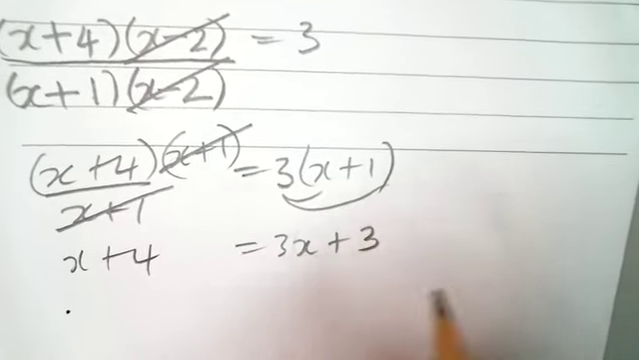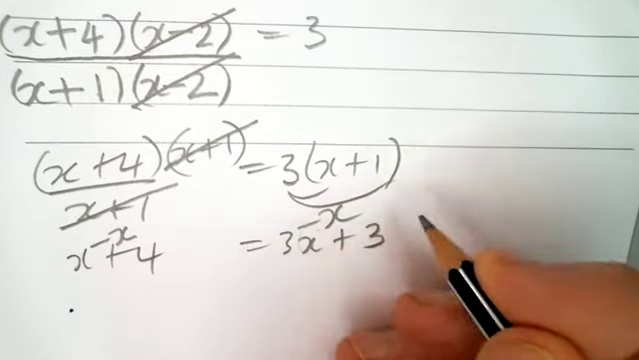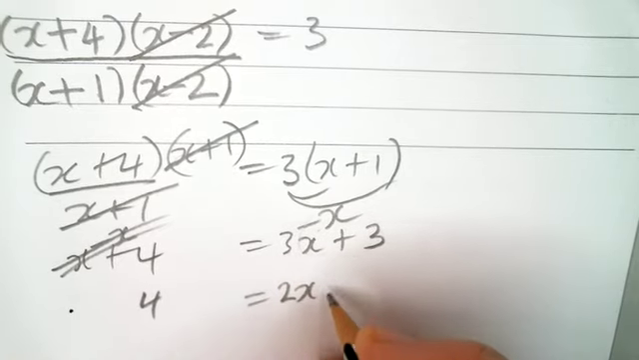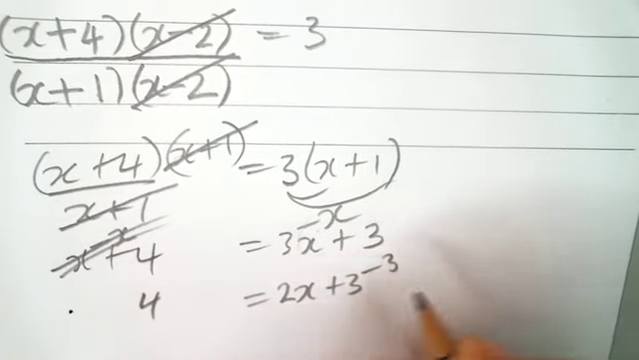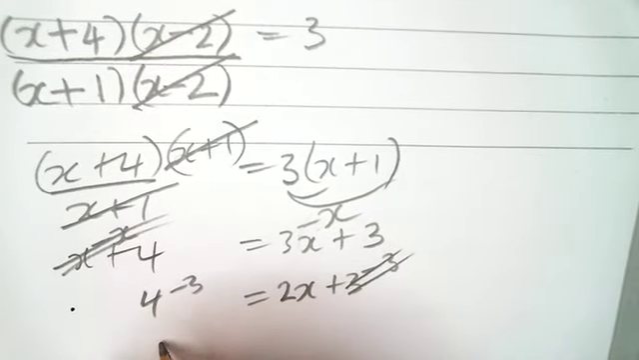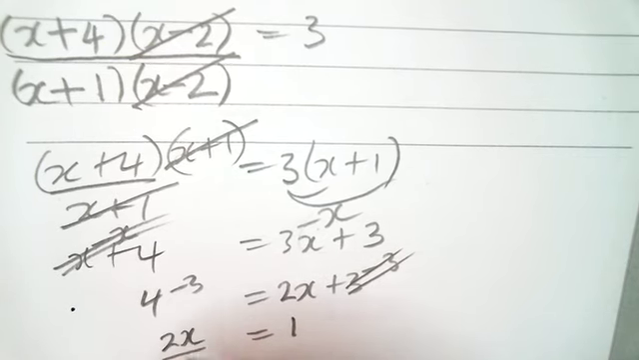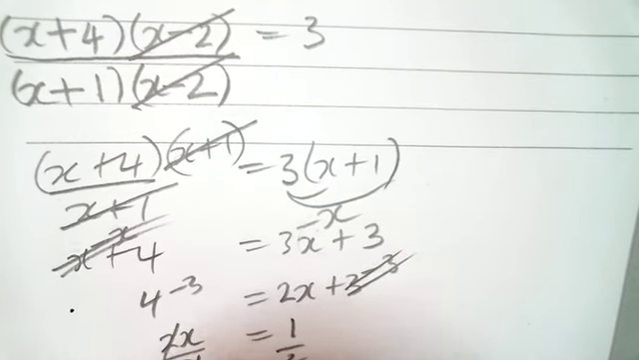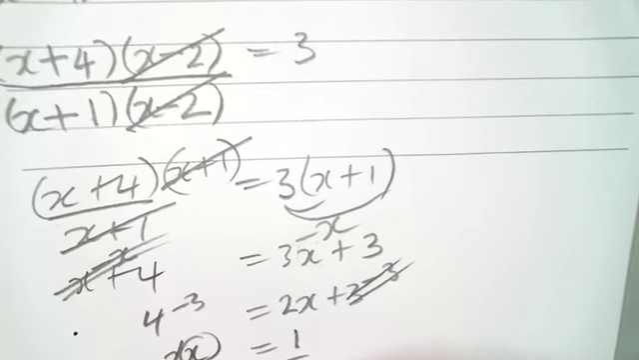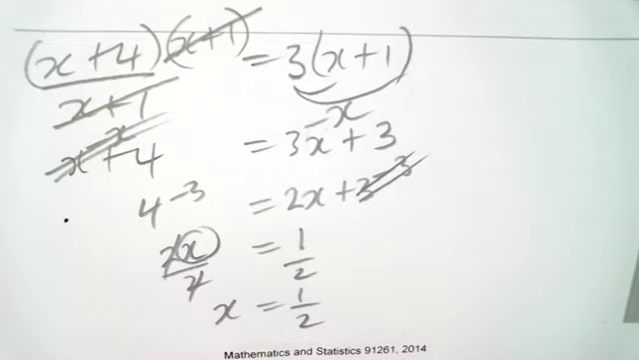Now, I'm going to subtract x from both sides, leaving me on this side with a 4 is equal to 2x plus 3. I'm going to subtract 3 from both sides. So this is now going to be a 1. So I'm going to say 2x is equal to 4 minus 3, which is 1. Divide both sides by 2, so that I'm left with an x, and x is equal to 1/2, or you could just write 0.5. And that's what I would do.